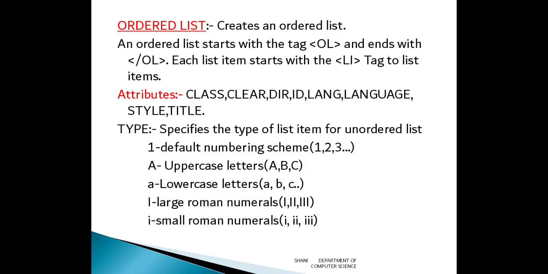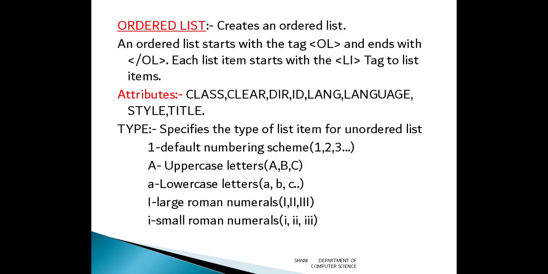Then we can specify A. If we specify uppercase A, the list items will be represented as A, B, C, D, like that. Lowercase a gives small letters a, b, c. Then capital Roman numbers I, II, III. If we give large Roman numbers at the beginning, it will all be represented in Roman numbers. If we give small Roman numbers, it will be represented as small Roman numbers.